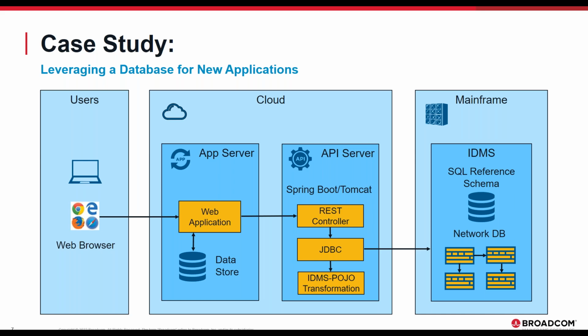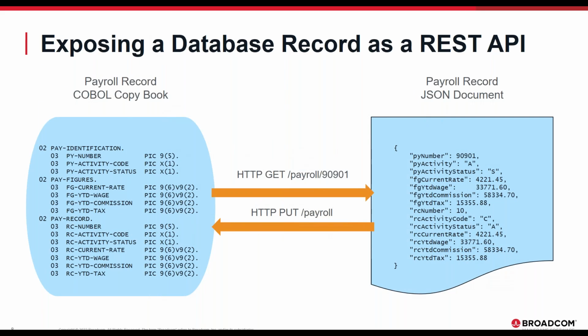And they talked about an IDMS to POJO transformation. What that really meant was, you read the IDMS network records and turn those into plain old Java objects that the REST controller can now manipulate and combine or break up by whatever means they wanted to, and then the web application would see that as a JSON document. And so we'll take a look at how that might work.